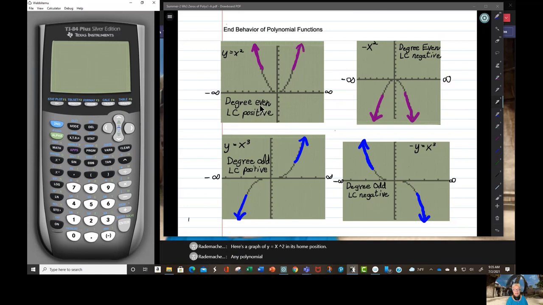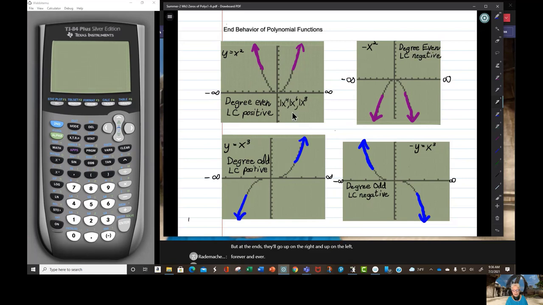Any polynomial of even degree, that is x to the fourth, x to the sixth, x to the eighth, those are called even degrees. Well, any polynomial of even degree and with a positive leading coefficient, not just one, could be positive 54, but positive, will go up on the right and up on the left. Now they'll look different maybe in the middle, but at the ends, they'll go up on the right and up on the left forever and ever.